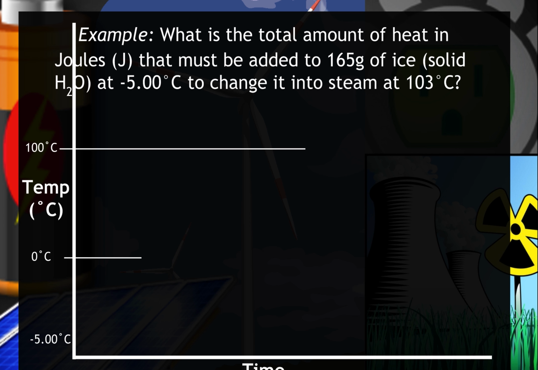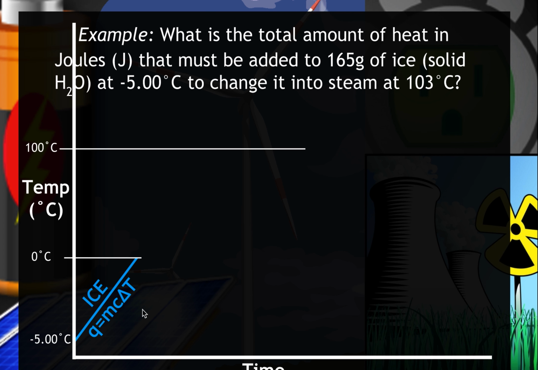So here's a question that you would be asked. What's the total amount of heat in joules that must be added to 165 grams of ice, which is solid water, that is currently at a temperature of -5 degrees Celsius, and then bring it all the way up to steam, which is at a temperature of 103 degrees Celsius. So here's our starting point. We're starting at -5 degrees Celsius. We're going to bring it up to the point at which it would melt, which is 0 degrees Celsius.